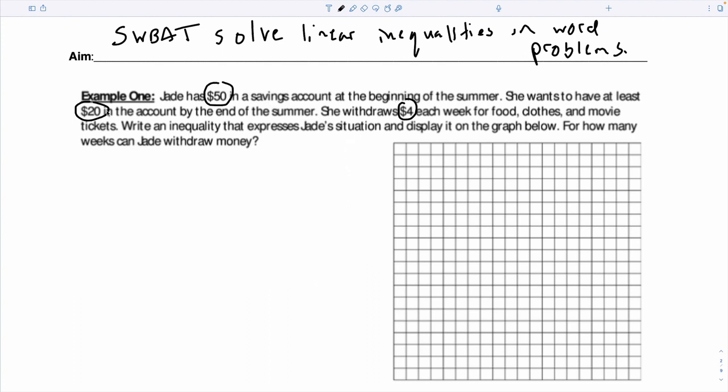When you have a word problem, you're thinking of a few things. The first thing you're thinking of is the variable. We need something that we're not sure of, what we're trying to find, and it usually tells me in the question, how many weeks? So let's make it x, or you could make it w, the number of weeks she can withdraw money.